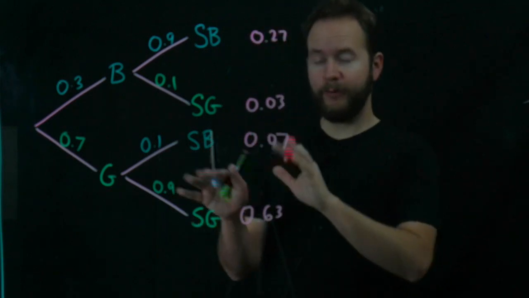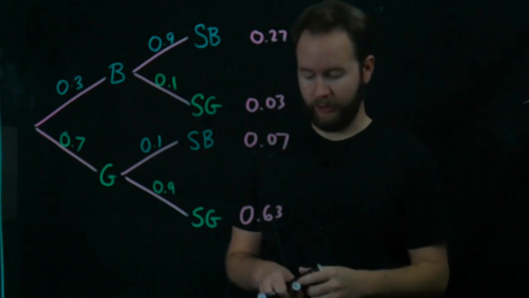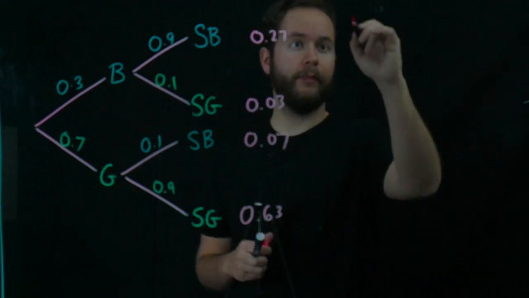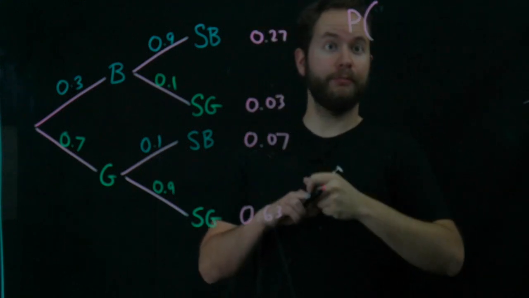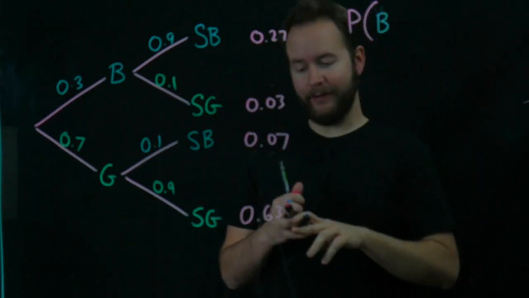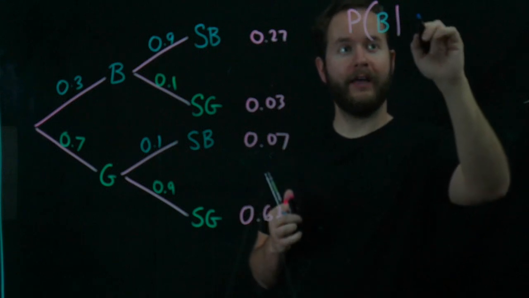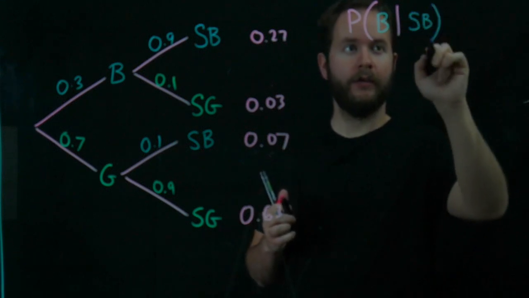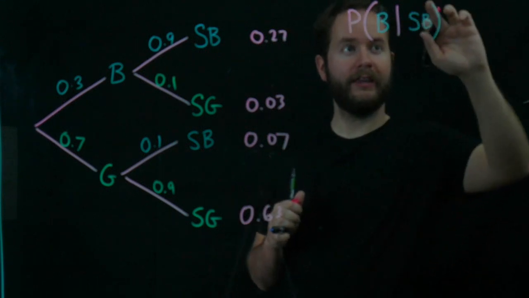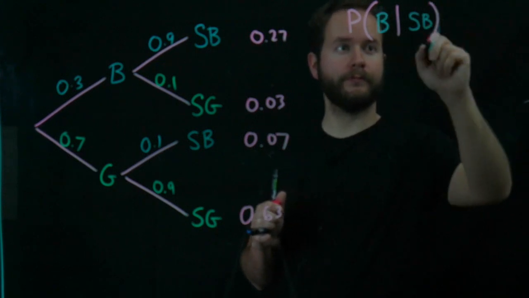Now, once we have this table set up, we can very easily answer the next question, which is the following. What is the probability that the cab was blue, given, and this little vertical bar means given that, the eyewitness said blue? So what's the probability the cab is blue given that the eyewitness said it was blue?